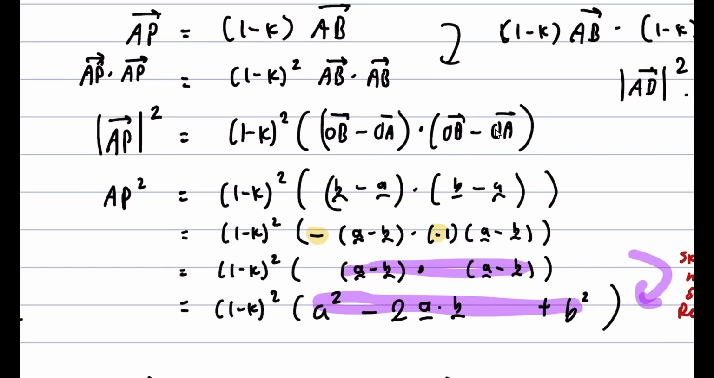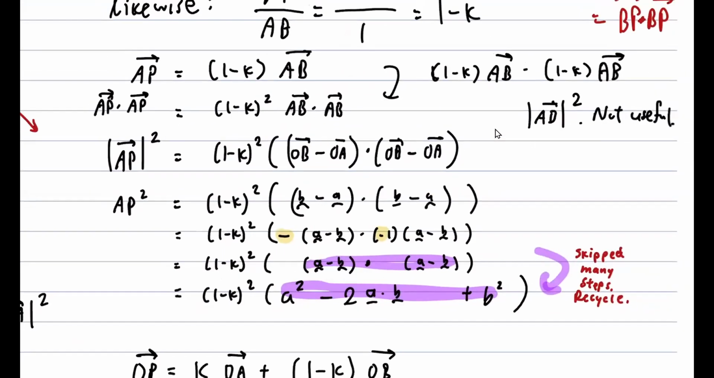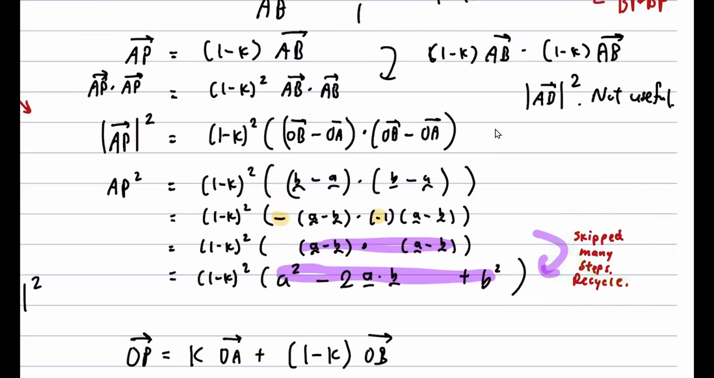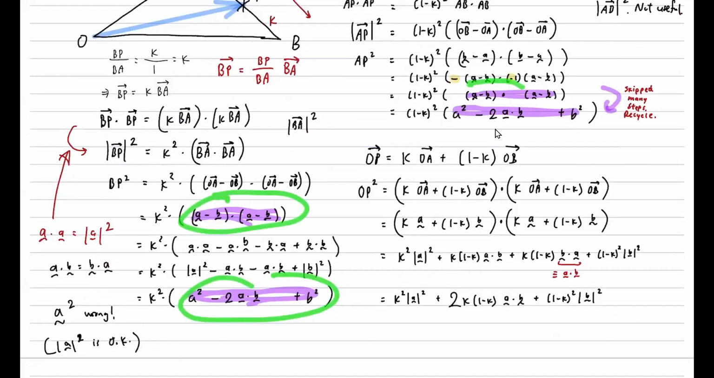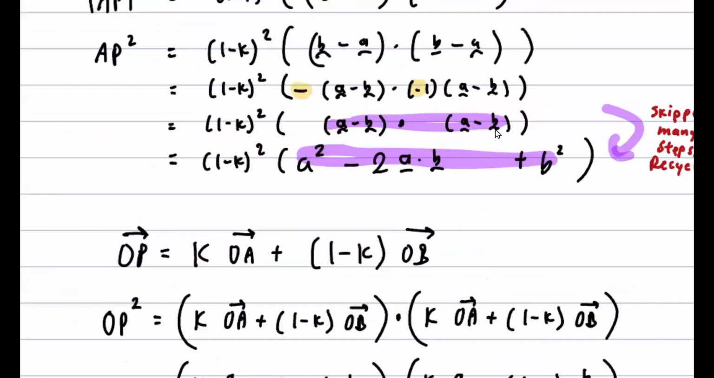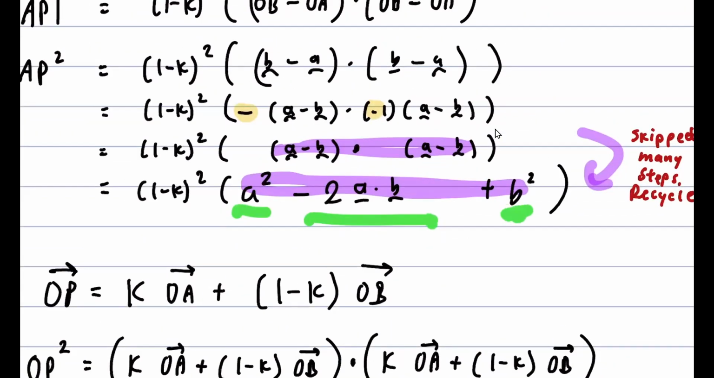Again, you expand and simplify. It's the same working as before. Skip many steps. I just recycle the working. Notice the purple color highlighting? They are the same. Yeah. So I just recycle. Can save some time. I get A square minus 2 vector A dot with vector B plus B square.